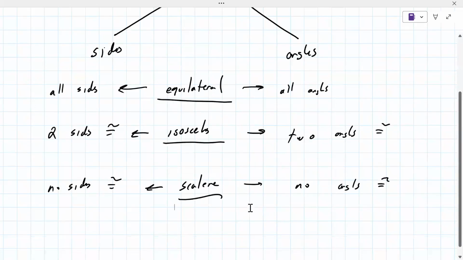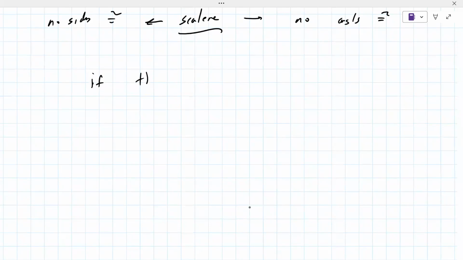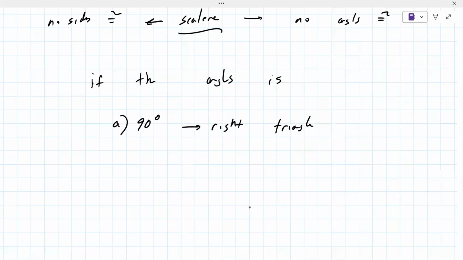The next thing here is the angles, and there are three of these that we can talk about. We'll start with the easy one. If there's a 90-degree angle, it's called a right triangle. But it can be modified, like an adjective to what it could be. It could be a right isosceles triangle. That's a possibility.